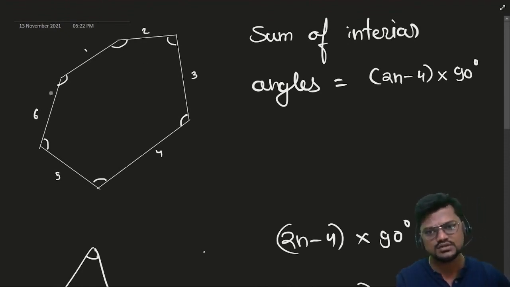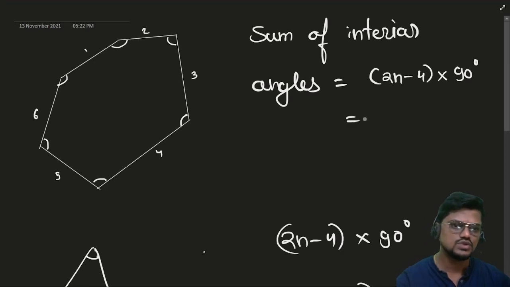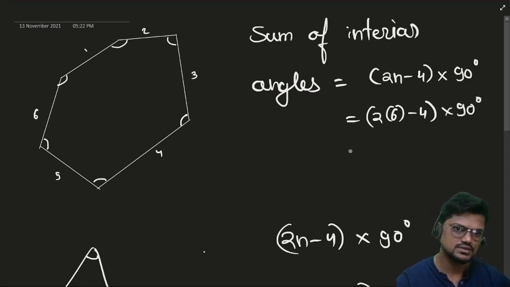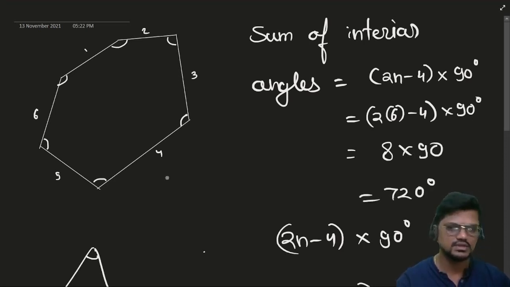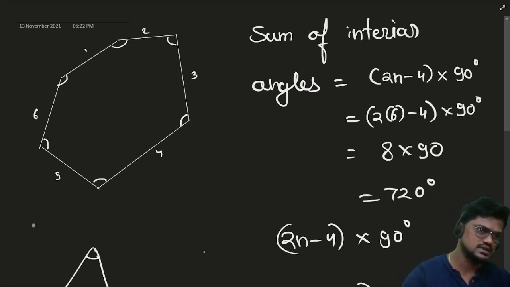Now, if I want to know the sum of all the angles in this, how many sides do you have? That is 6. So, (2 into 6 minus 4) into 90 degrees. That is 12 minus 4, that is 8. 8 into 90, so that is 720 degrees. That means the sum of all the interior angles in this will be 720 degrees.